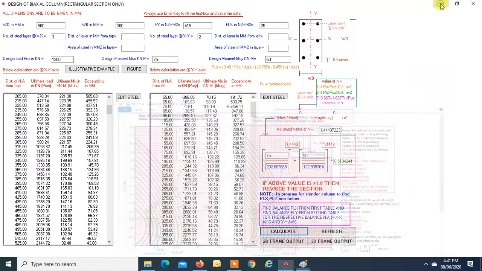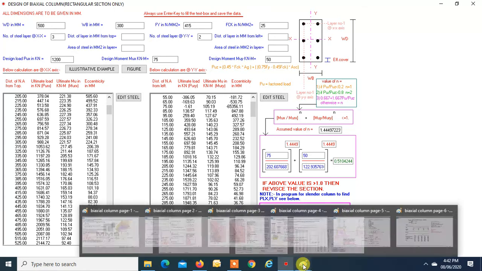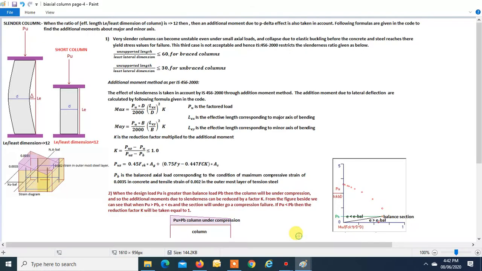Now say the same section is of a slender column. What are slender columns? When the ratio of effective length LE by least dimension of the column is equal to or greater than 12, then an additional moment due to the P delta effect is also taken into account.